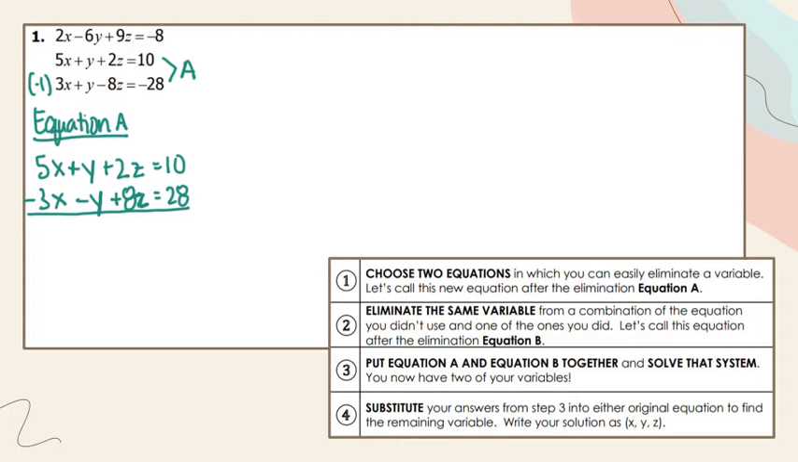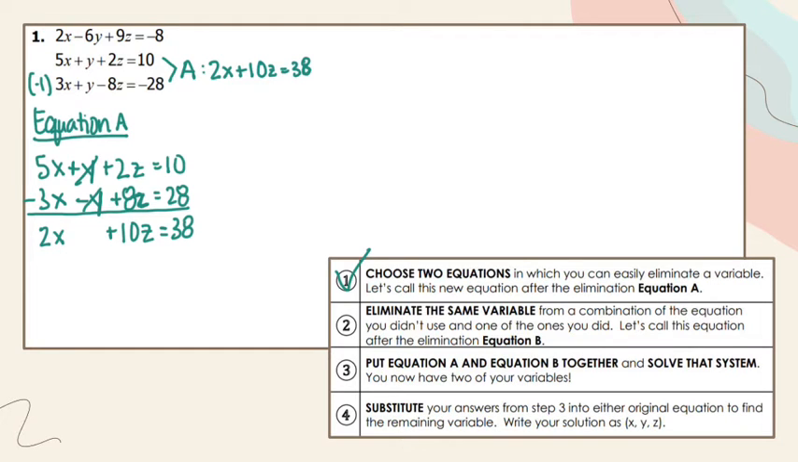5 plus -3 is 2x. Our y values cancel. And then 2z plus 8z is plus 10z equals 38. So equation A is going to be 2x plus 10z equals 38. All right, so we did step 1.